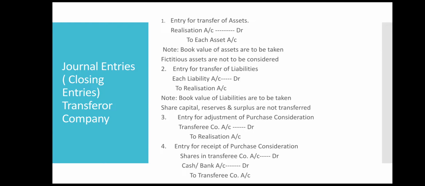Hello students, in today's video we are going to learn journal entries that are passed in the books of transferor company. Generally in amalgamation, the transferor companies take a decision to close down their business and form a new company. But when these companies decide to amalgamate their business, just taking a decision is not enough. You need to pass several entries in their books to show the effect of the same.